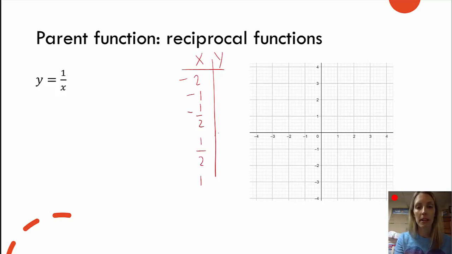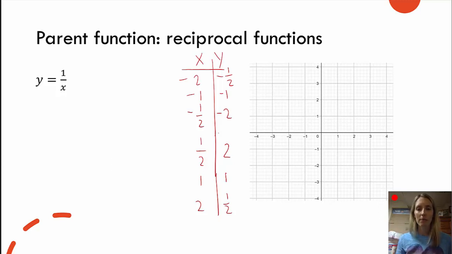Now I'll do some positives, 1/2, 1, and 2. If we plug in -2, that would be 1 over -2, which would be -0.5. -1, 1 over -1 is -1. 1 over -0.5, so this is the reciprocal. What's the reciprocal of -1/2? That's right, it's -2. The reciprocal of 1/2 is 2. The reciprocal of 1 is 1. The reciprocal of 2 is 1/2. Or you can plug these in for x. Either way, these are the values we're going to end up with.